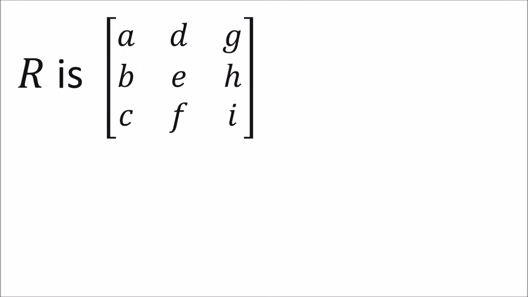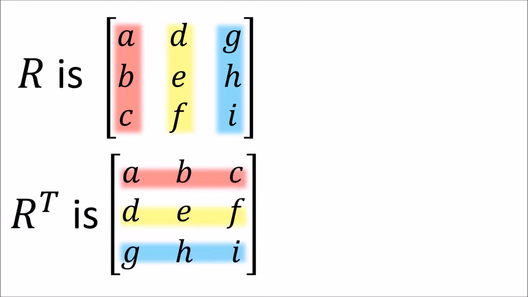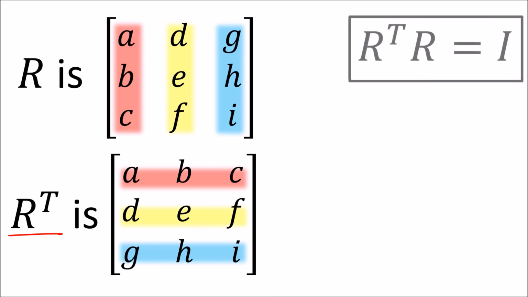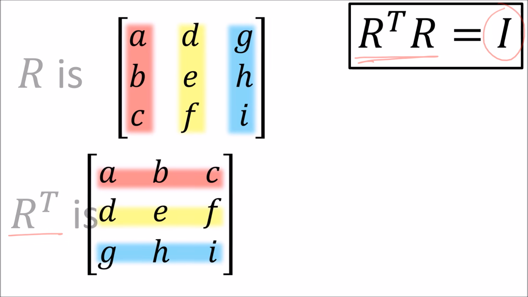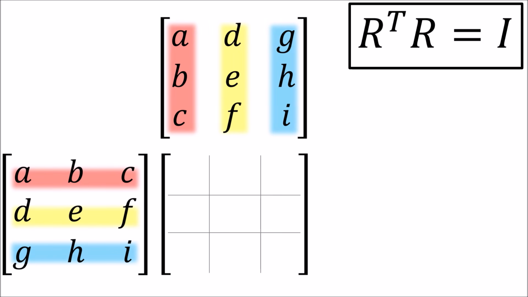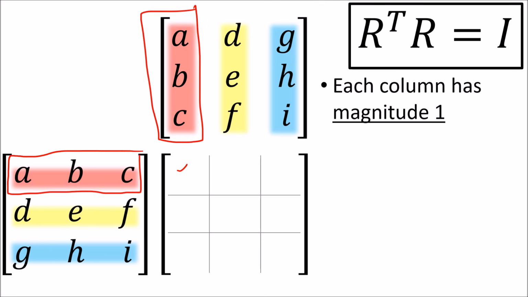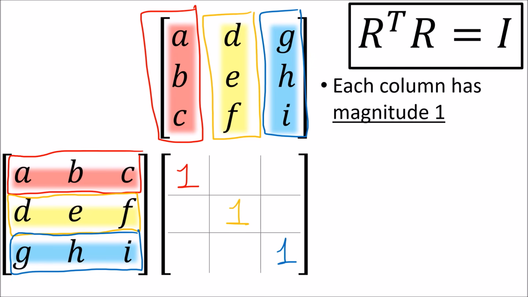If R is a 3x3 matrix with the columns highlighted like this, then R transpose involves flipping the columns into rows to give us this. Now remember, R transpose multiplied by R gives us the identity matrix. This gives us some interesting relationships between the columns of R. Notice that when we multiply any column by its transpose, we get 1. This tells us that the columns of R, if treated as vectors, each have magnitude 1.